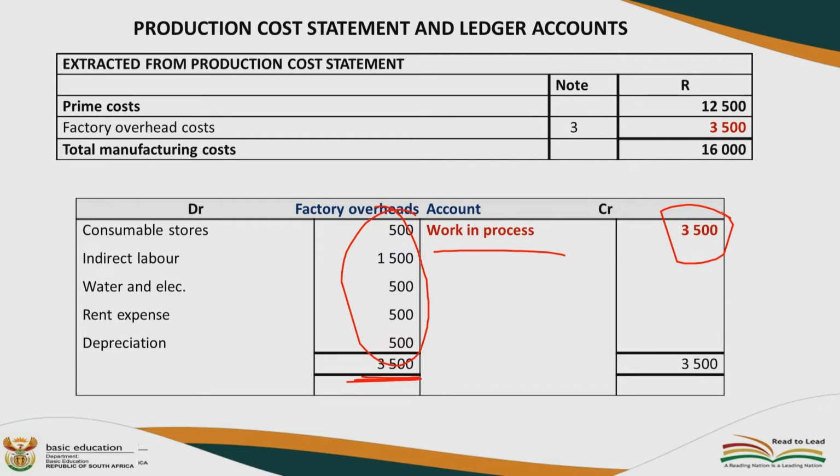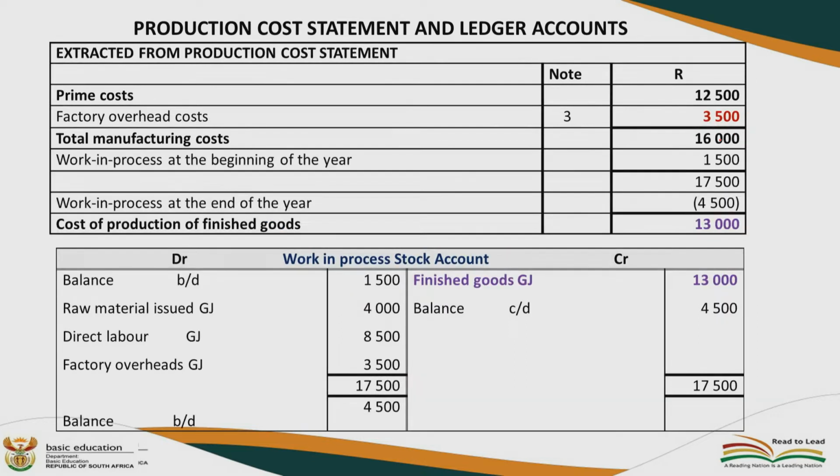3,500. When that happens, remember, we are continuing now with our production cost statement. After we have prime cost, we then come and then we say plus factory overheads. So we're now going to say 12.5 plus 3.5 to give us 16,000 over here. All right? Correct. Already in your mind, you know which one are we left with now. You're correct. The work in process stock.